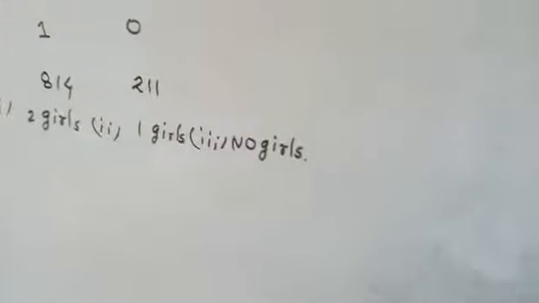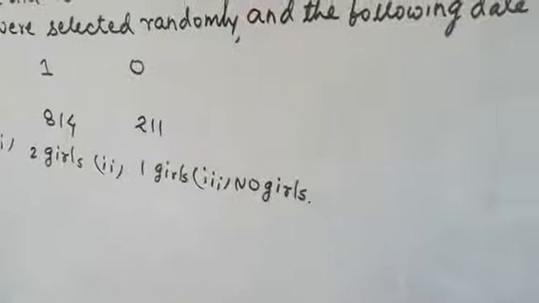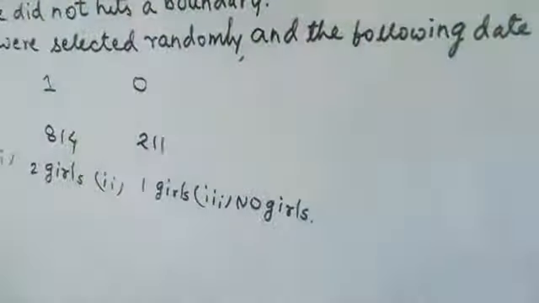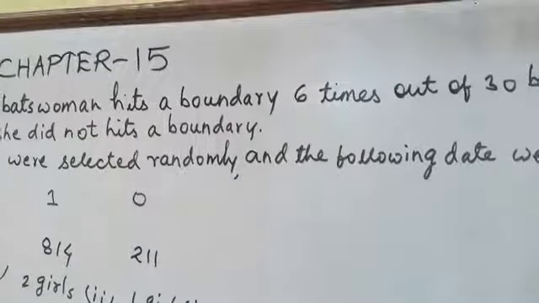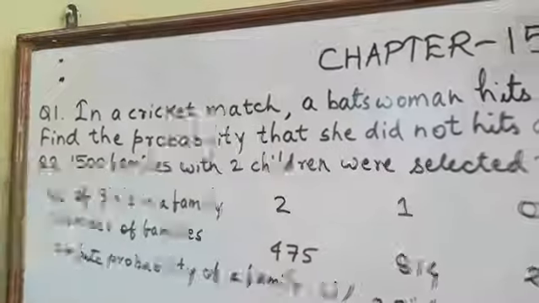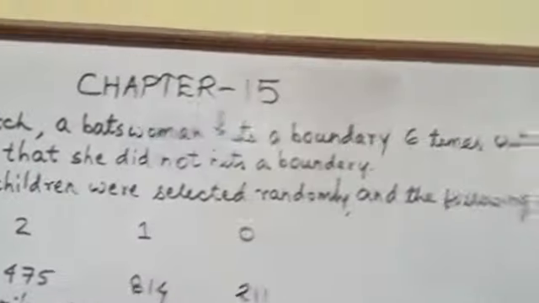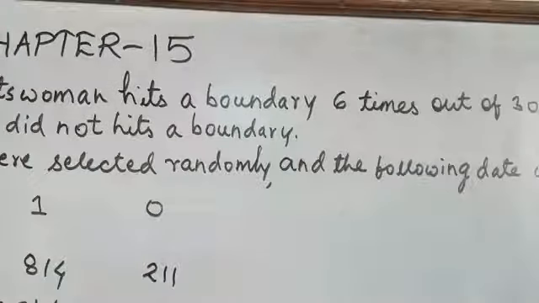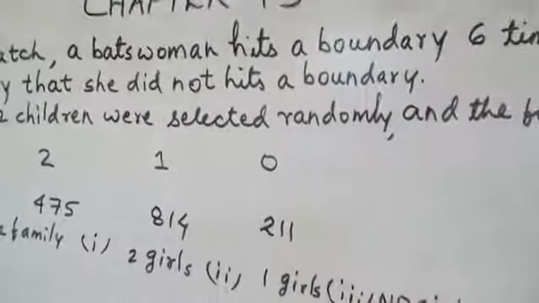Next question. You can see there is one more question on the board. There were 1,500 families with 2 children selected randomly, and the following data was recorded. Now this is the families.